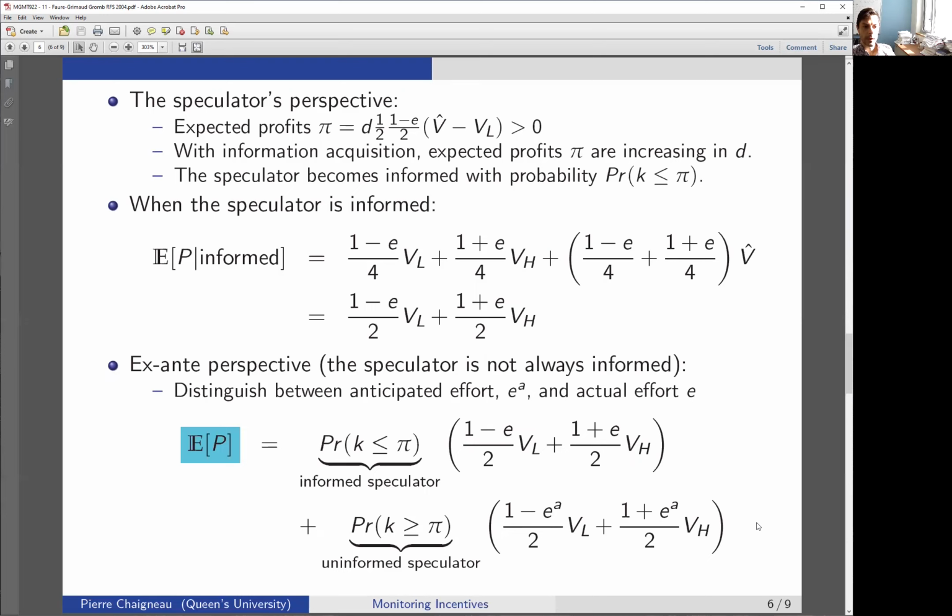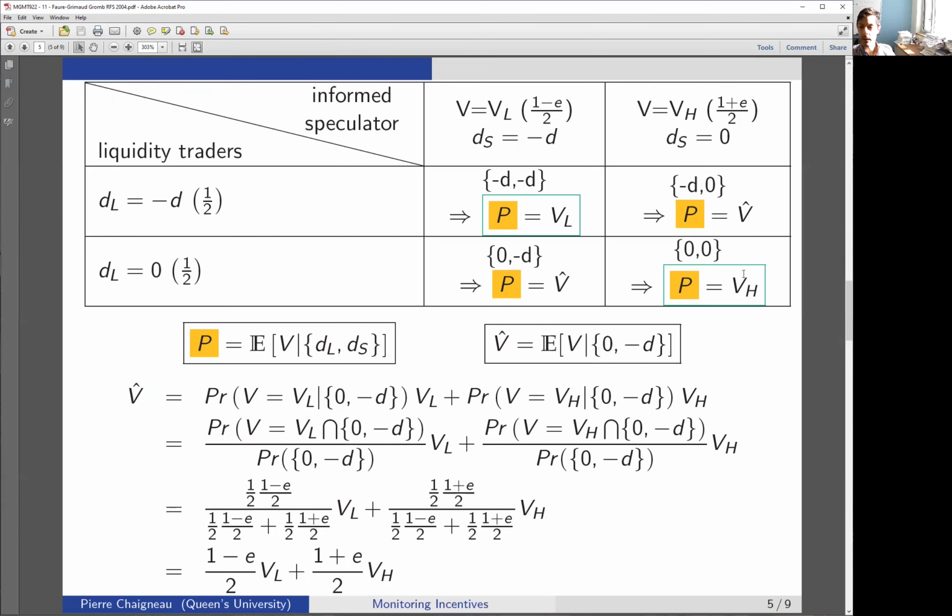Okay, so now let's take the perspective of the speculator. So as long as he's informed, his expected profits pi will be equal to what? Well, first of all, when is he going to make some profits? Well, he's never going to make any profits when he's not trading. So when ds is equal to 0, profits will be 0. When ds is different from 0, so what's going to happen?